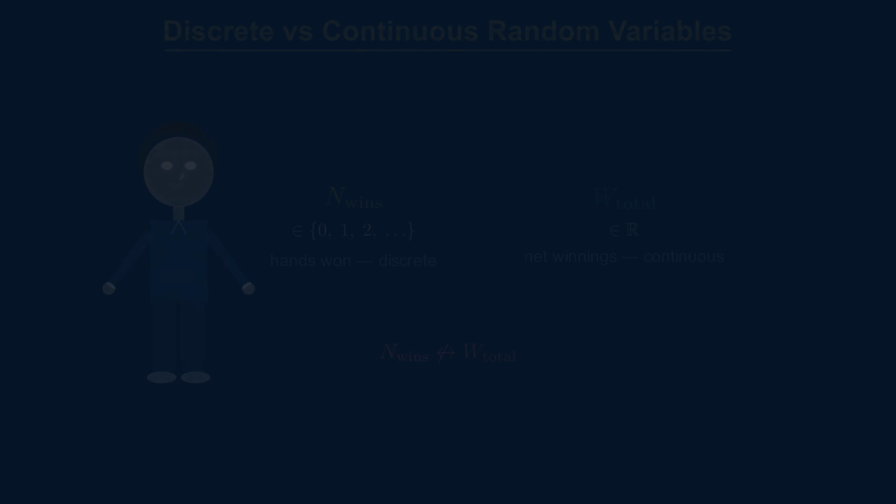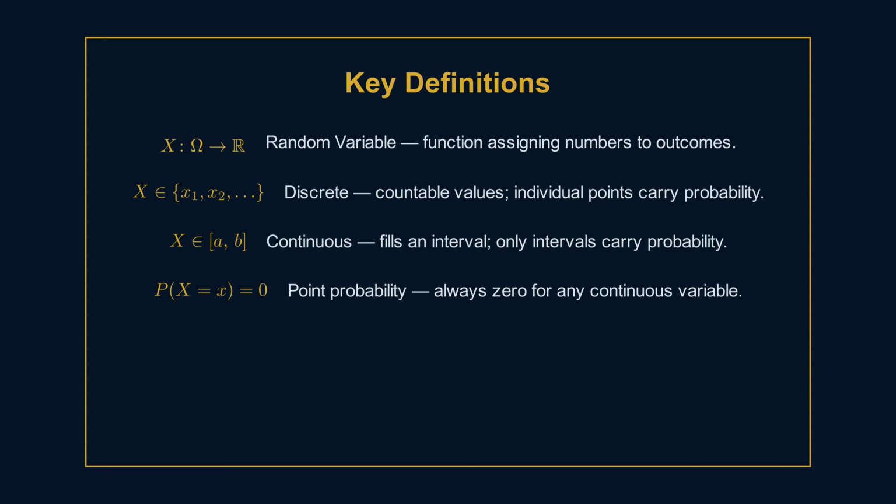So that is random variables. A random variable is a function that assigns numbers to outcomes, and there are two fundamentally different types. Discrete variables take countable values, you can list them, and individual values can carry probability. Continuous variables fill an interval. Points carry no probability, only intervals do. The distinction is not cosmetic, it determines which tools apply.